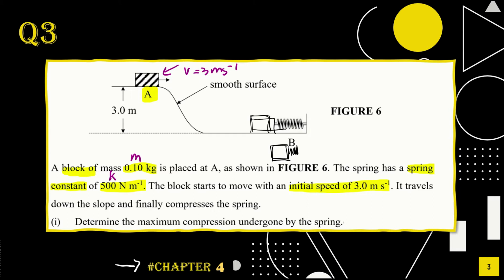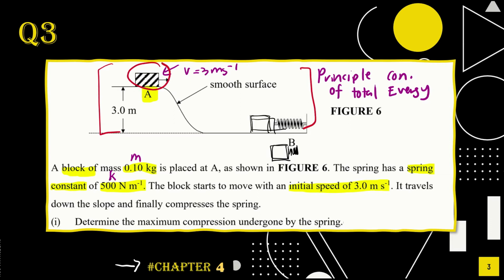So I hope you have in your mind that this question is applying the concept of the principle of conservation of energy. Conservation of total energy, which means that at every point in this region or in this system, this block is having similar total energy. So the question is, determine the maximum compression undergone by the spring.